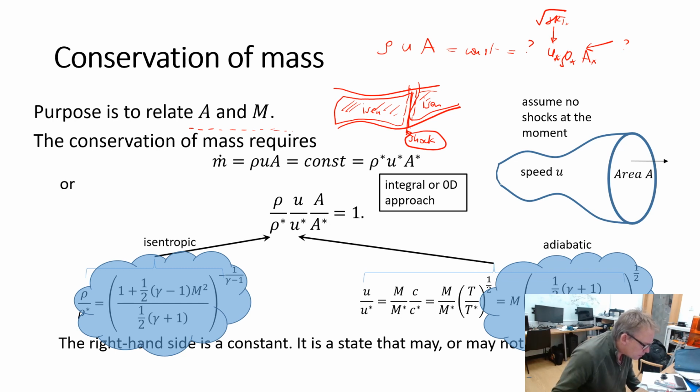So we know rho U A is constant, and we know from the previous slide the relationship between P and P star, and the relationship between T and T star, for an isentropic process, so we can substitute those in. These P over P star and T over T star can be expressed in terms of functions of Mach number.